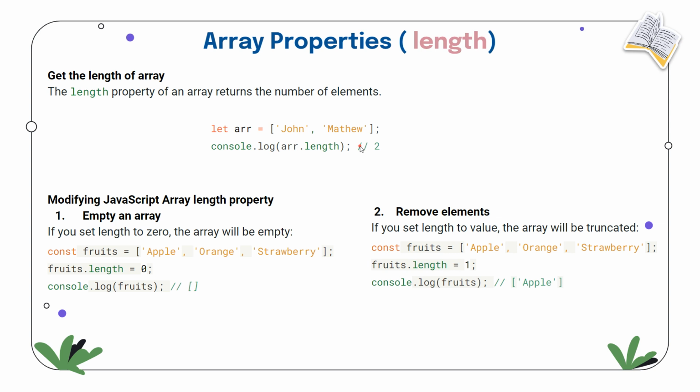Next we will see how to empty an array and how to remove elements. Using the length property we can do two or three operations. So directly we'll jump onto VS Code and try to start.